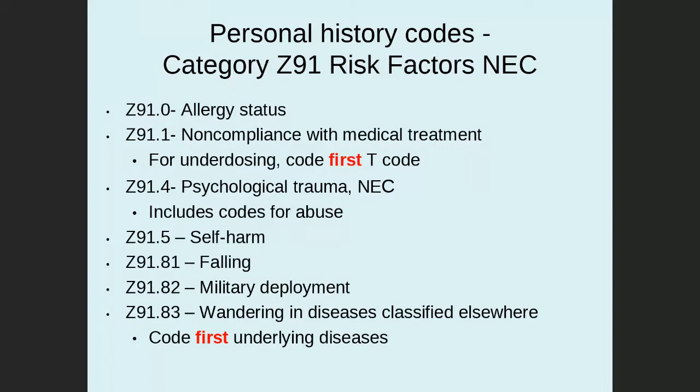Here's some more personal history codes. Note that Z91.1, non-compliance with medical treatment, includes a note to list an underdosing code if appropriate. So indicating non-compliance is really important to the physician and to subsequent physicians. And if it's underdosing, if the non-compliance is not taking all of the medication, you're going to list first the T code. Wandering, Z91.83, specifically says code first underlying diseases. So you're not going to do the wandering as the primary diagnosis. For example, for Alzheimer's disease, you're going to list Alzheimer's disease and then wandering.